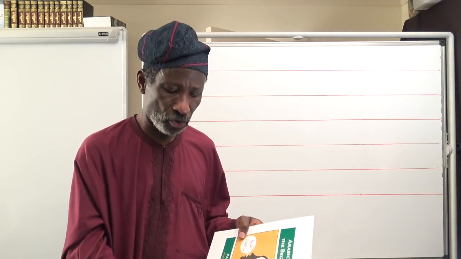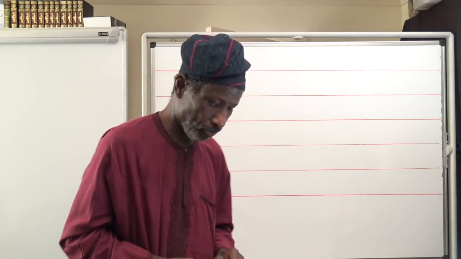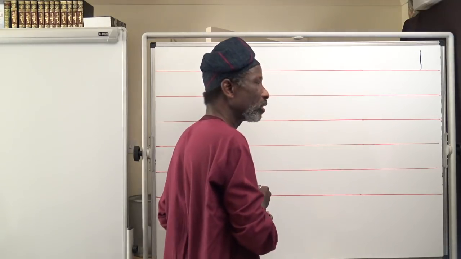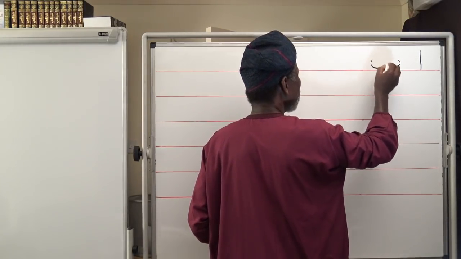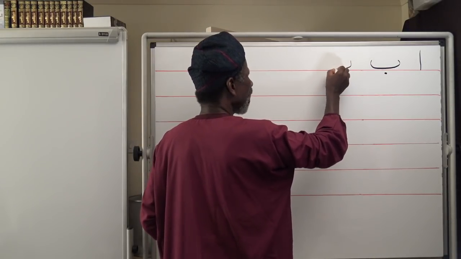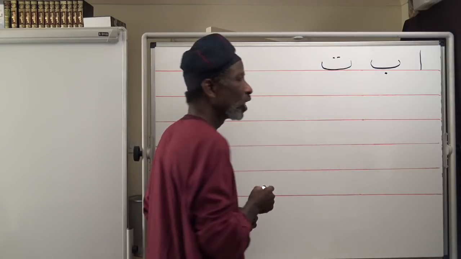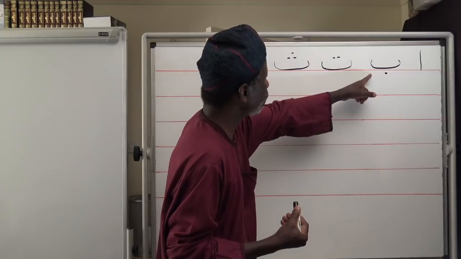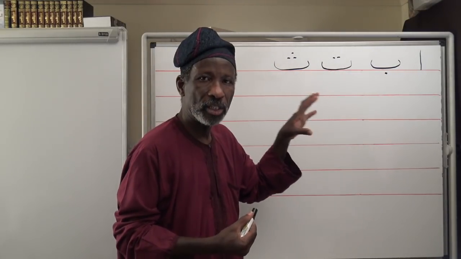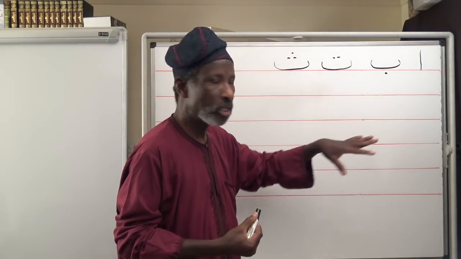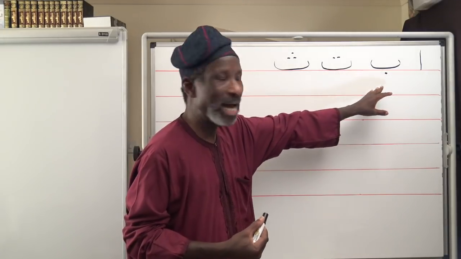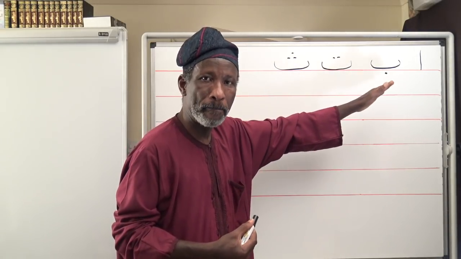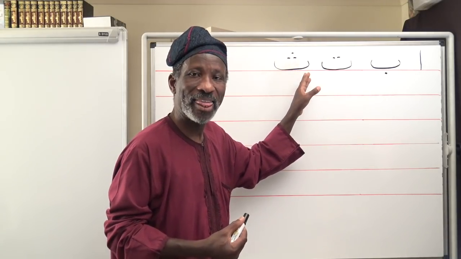Now, let me demonstrate how to write these alphabets for you on the board. Right, let's try it out. As I said, alif is a very easy thing to formulate, just a simple line. And your ba, you are writing from right to left, and that's ba. And ta, we are writing ta with two dots, and tha with three dots. You can see it's the same shape, ba, ta and tha. We distinguish between them using dots. One dot below for this family, ba, and two dots above the same shape is ta, and three dots is tha.